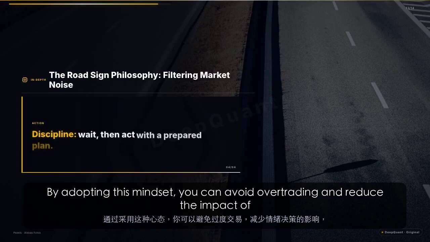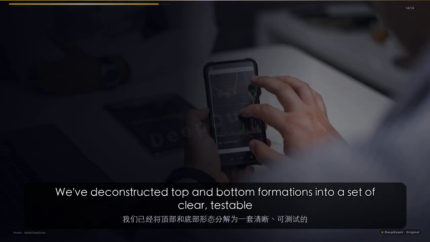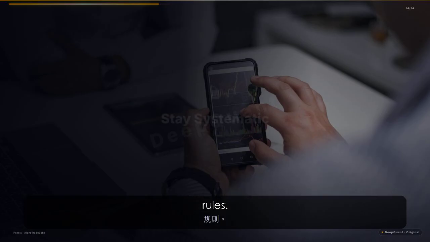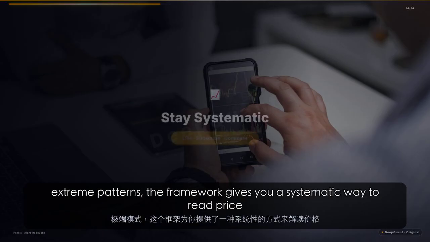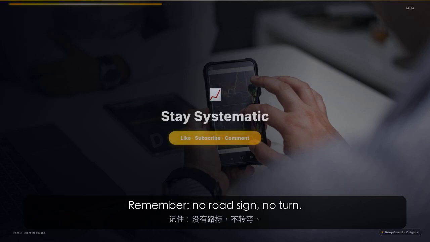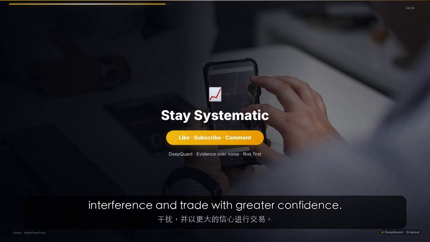By adopting this mindset, you can avoid overtrading and reduce the impact of emotional decisions, leading to more consistent and rational trading behavior. We've deconstructed top and bottom formations into a set of clear, testable rules. From the simple lower high/lower low definition to complex containment and extreme patterns, the framework gives you a systematic way to read price action. Remember, no road sign, no turn. By integrating these structures into your trading, you can reduce emotional interference and trade with greater confidence.